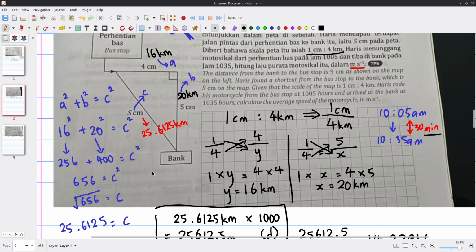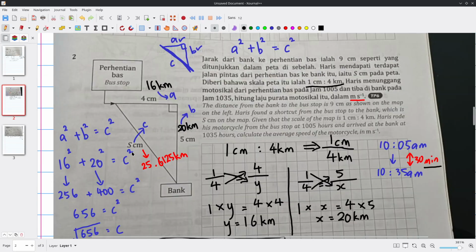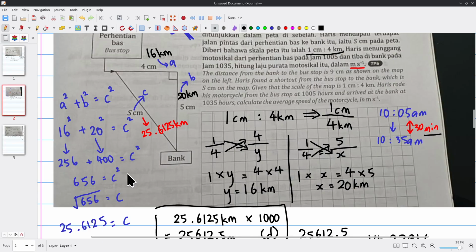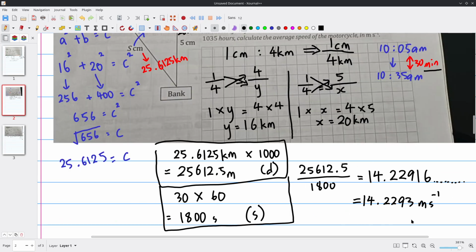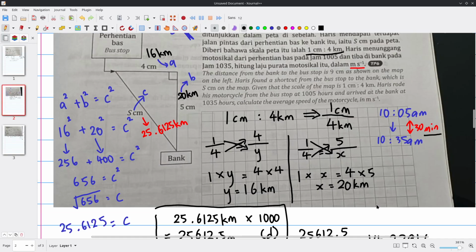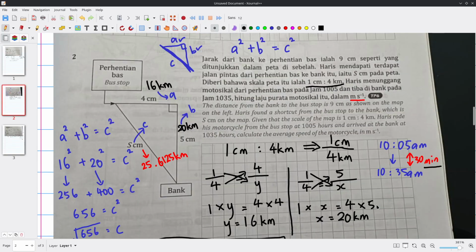Kalau tingkatan 1 ni yang bahagian biru. Nampak ni? Pythagoras theorem ni yang form 1. Jadi untuk yang conversion ni pun form 1 juga. Untuk yang last answer ni, distance over time, that is your form 2 konsep lah. Jadi untuk soalan 2 video ni habis.